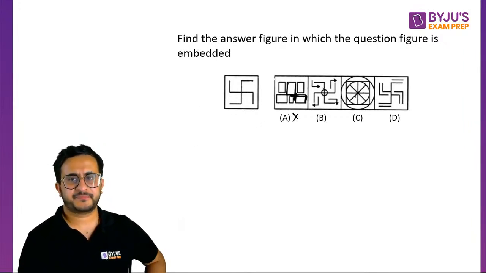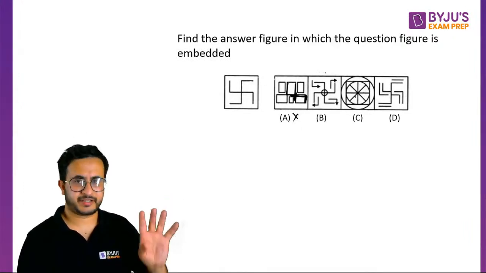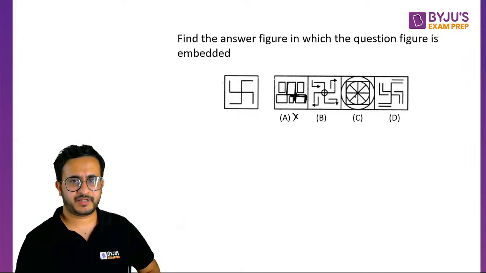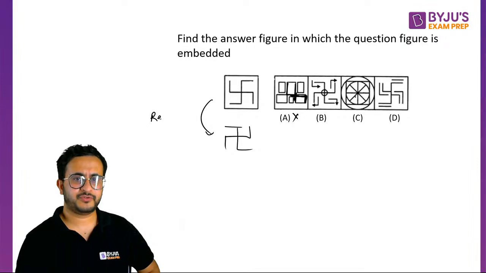If you see B, I said you do not have to rotate or reflect, right? This is a reflection of it. If you take the reflection of this, you will get it like this. That is in B, and that is a reflection. You do not have to reflect things. So B is not the answer.